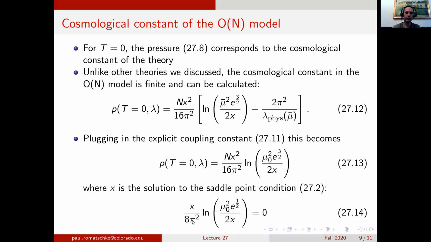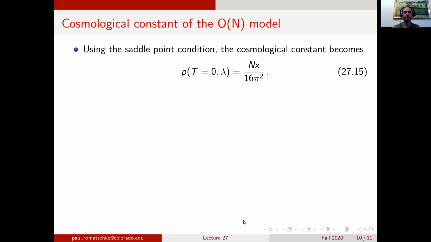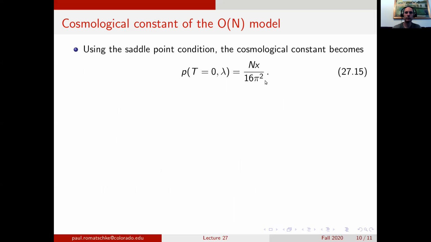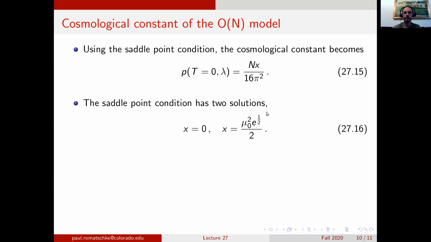Now let us first discuss the solution to the saddle point condition. If we use this saddle point condition here, we can recognize that the pressure can be written in terms of the saddle point condition, where the only difference is the exponential e to the 3/2 in case of the pressure and e to the 1/2 in case of the saddle point condition. So we find that the pressure can be simply written as N x over 16 pi squared, where x is the solution to the saddle point condition.